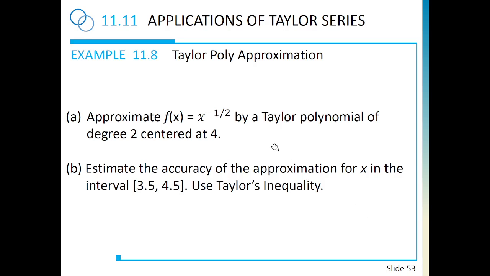Another example is very similar actually. We have a different function, 1 over radical x, and we need to use a polynomial of degree 3 centered at 4 to approximate the function. So it's not a lot of work actually, it's quite fast. And we need to estimate the accuracy of the approximation by this polynomial of degree 2 for x's in the interval 3.5 and 4.5. And obviously for this estimation we will use Taylor's inequality.